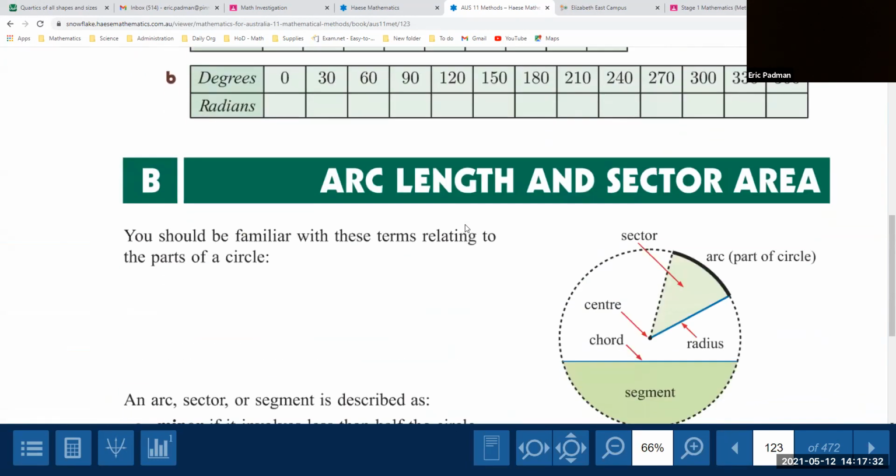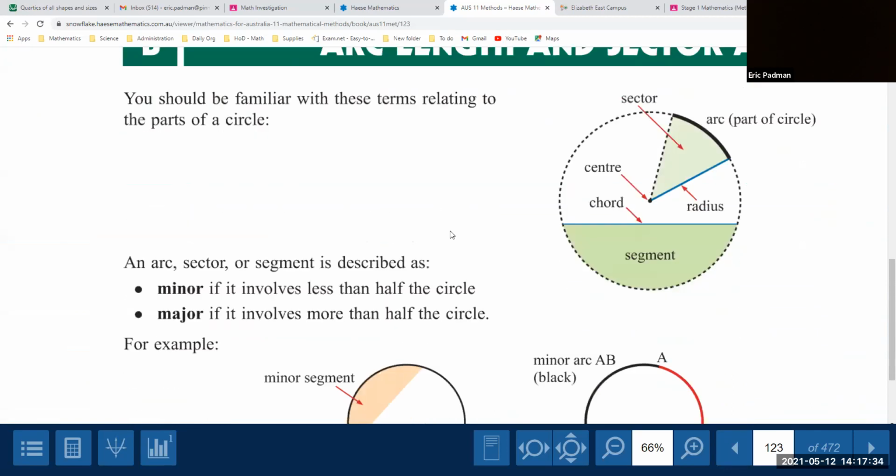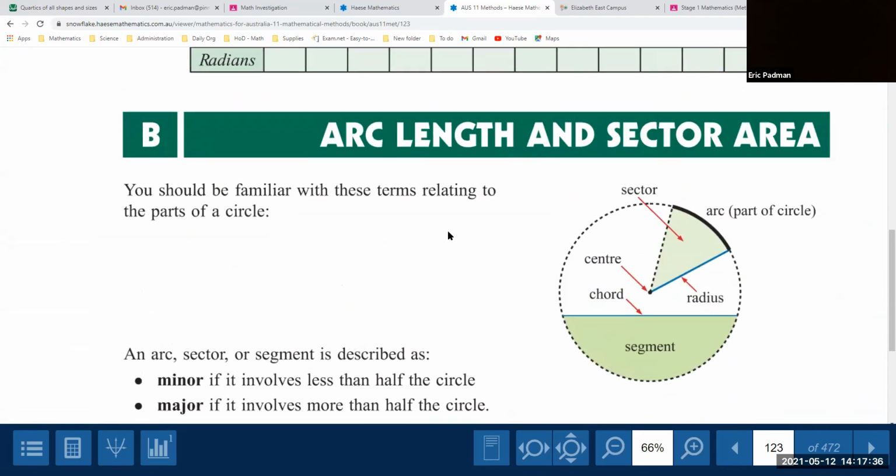All right, now the next thing I wanted to show you is an application to this. So we're going to look at arc length and sector area. All right, so if you've got a slice of pizza, you can see here's a slice of pizza. A slice of pizza is basically part of a circle. So you have a circular pizza, you put it into slices. All right, so the arc length is the measure of this arc here.